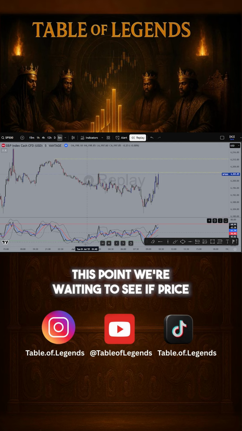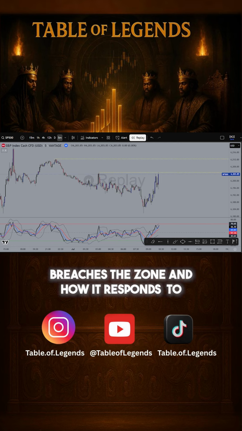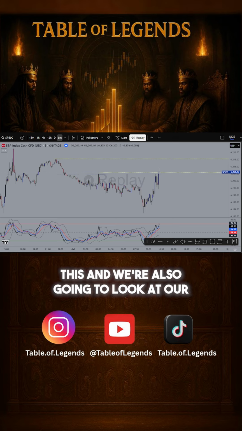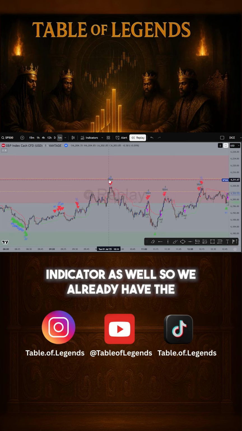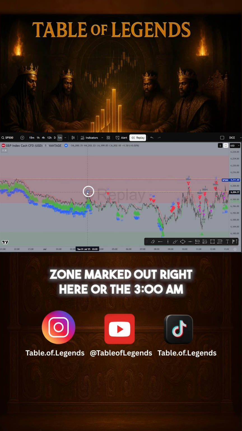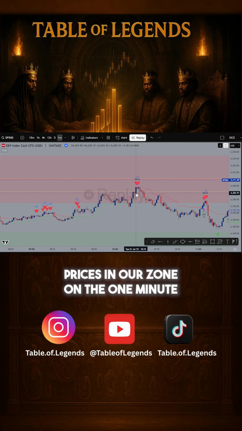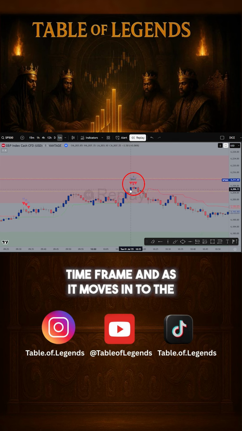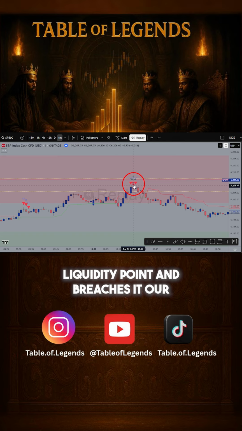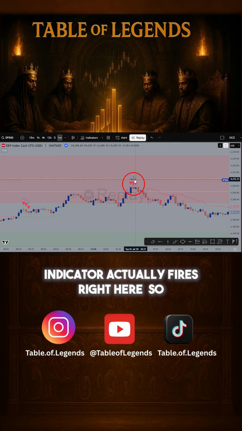So at this point, we're waiting to see if price breaches the zone and how it responds to this. And we're also going to look at our indicator as well. We already have the zone marked out right here, or the 3 a.m. liquidity point marked out right here, and price is in our zone on the 1 minute time frame. As it moves to the liquidity point and breaches it, our indicator actually fires right here.